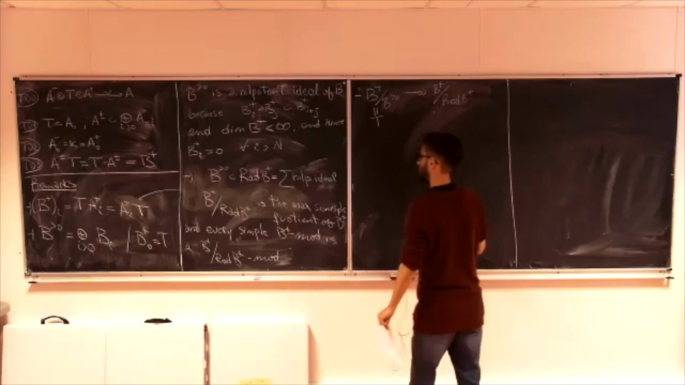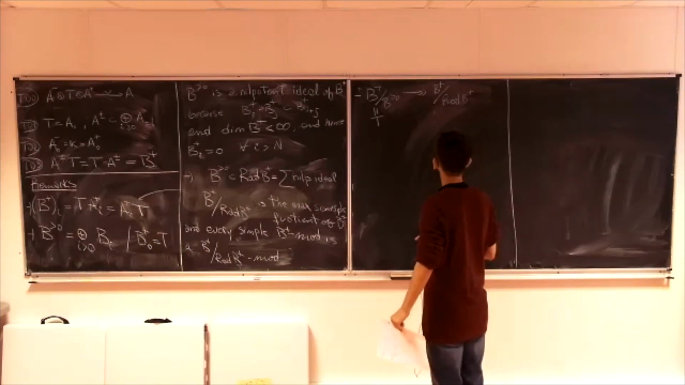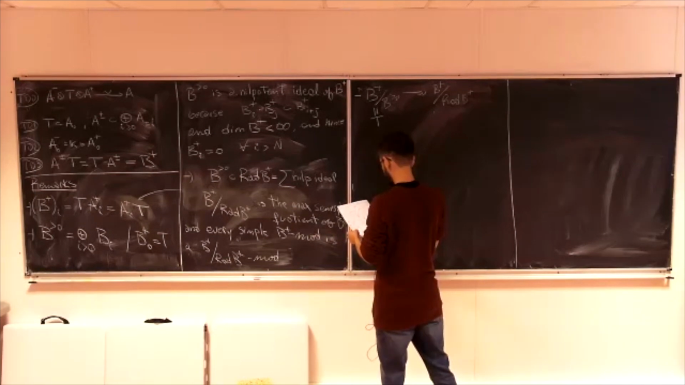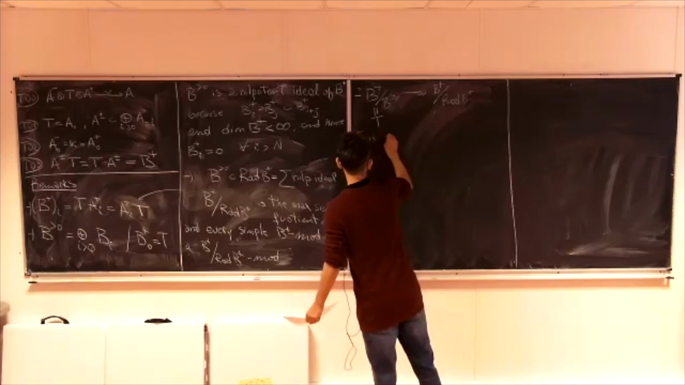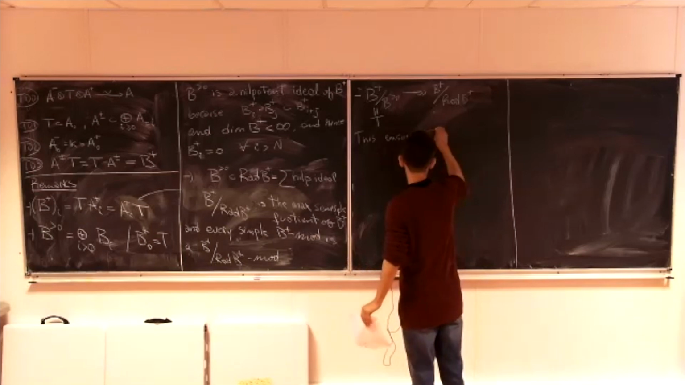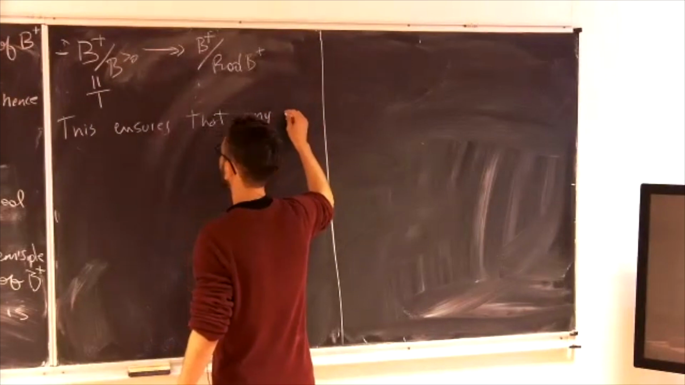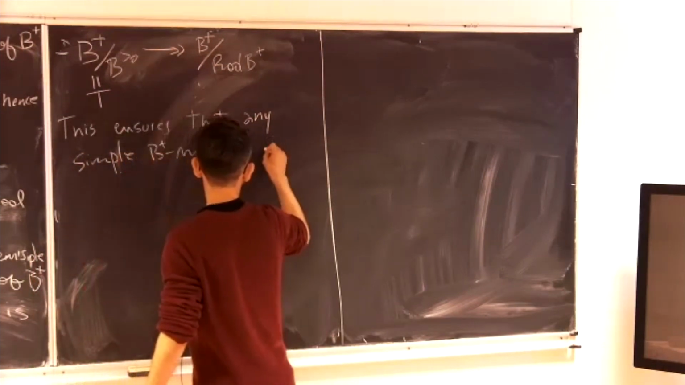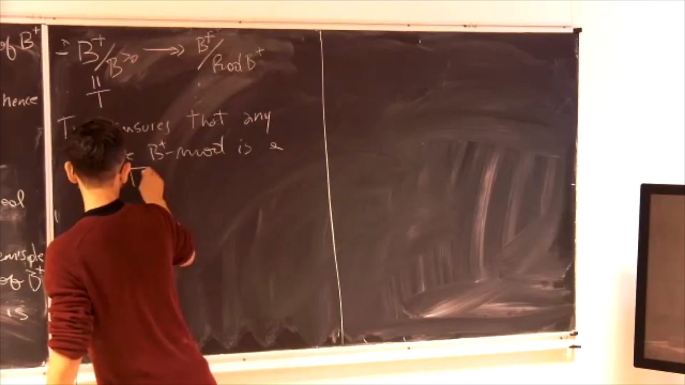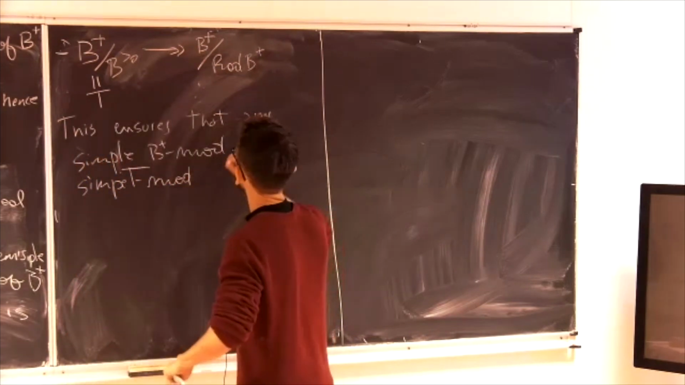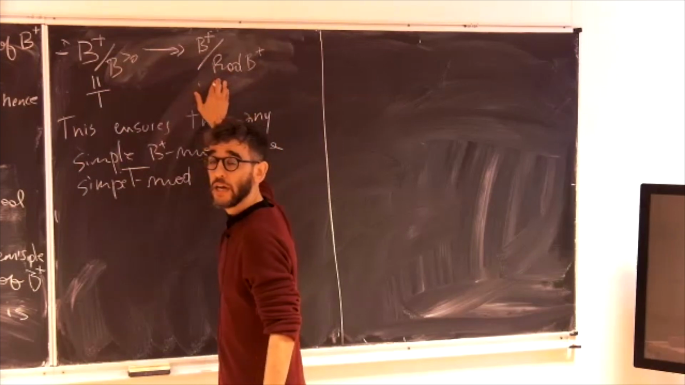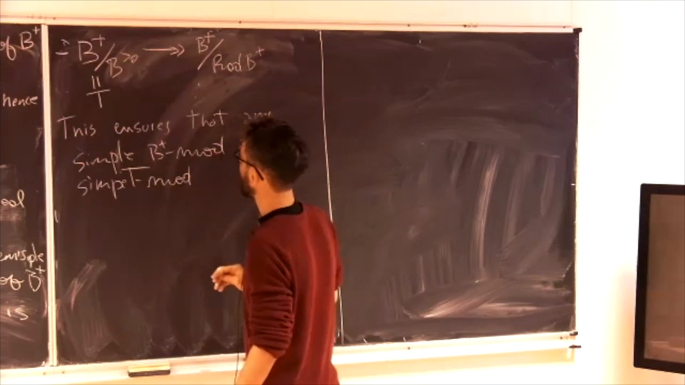So this ensures that any simple module is a simple T module. If we take a simple module over B plus, then it will be a simple module over this quotient, and therefore a simple module over T, because of this epimorphism.